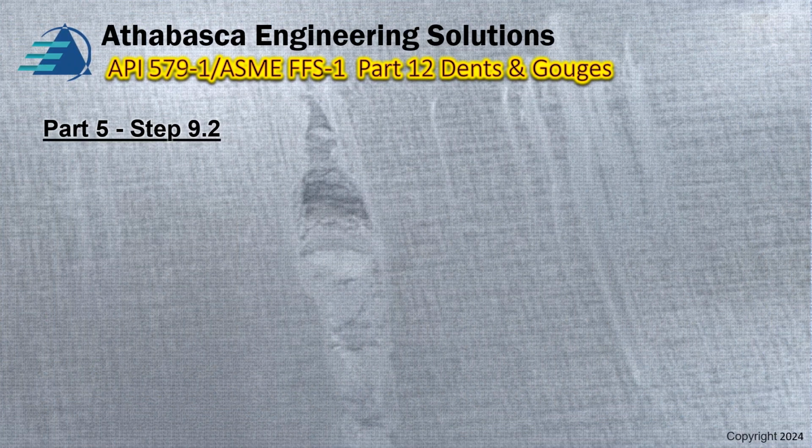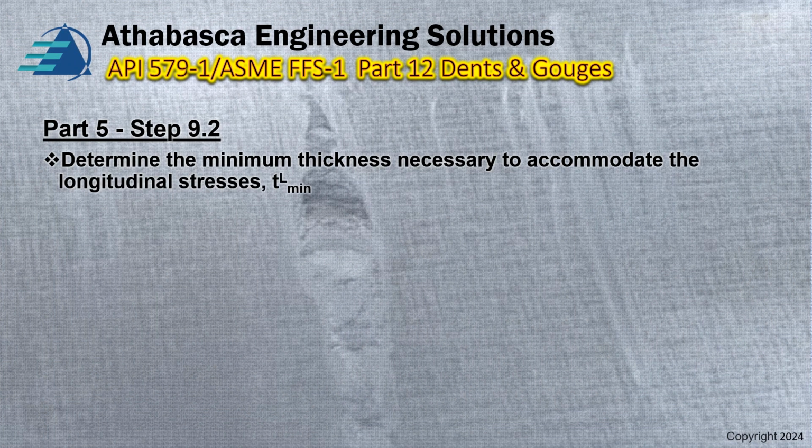Part 5, step 9.2, determine the minimum thickness necessary to accommodate the longitudinal stresses. So we would go back to step 8, and we would basically take that equation, step 8, and I use GoalSeek to determine the TLM, because that equation has thickness in the numerator and denominator, and to rearrange it is a big pain. So I use GoalSeek on my spreadsheet.